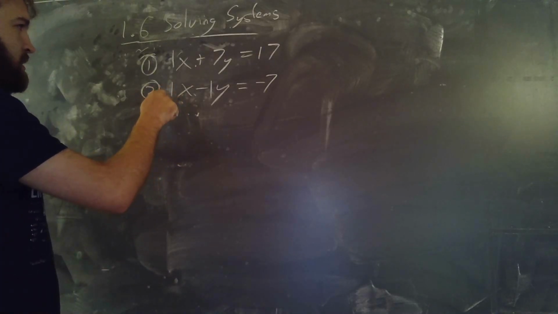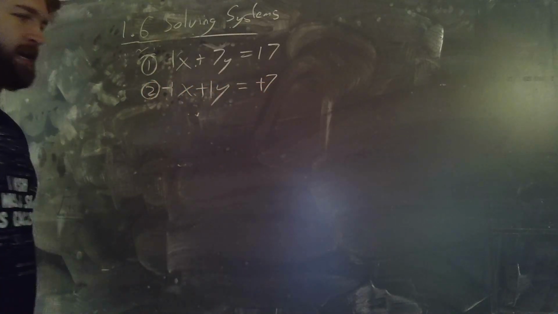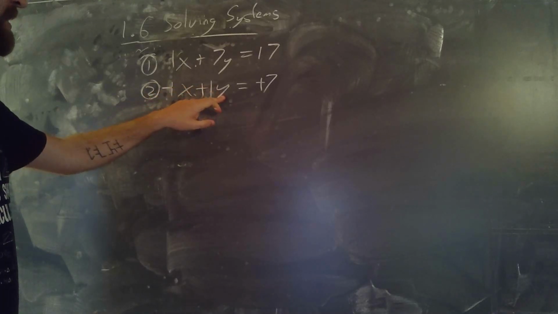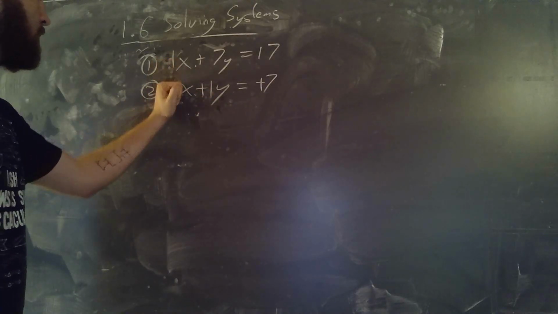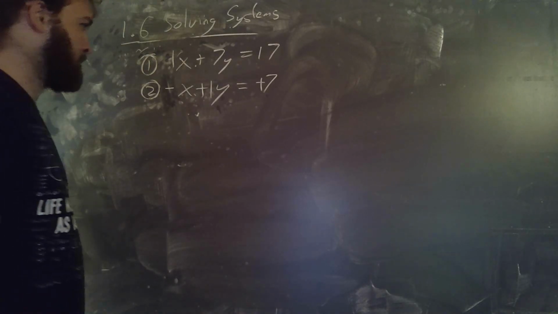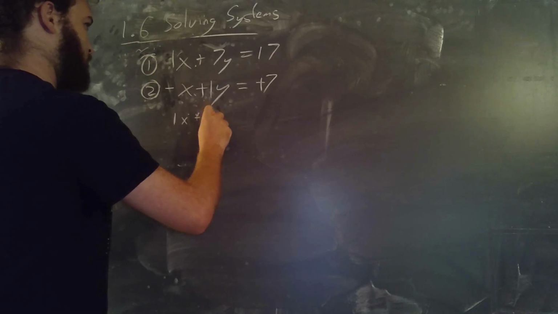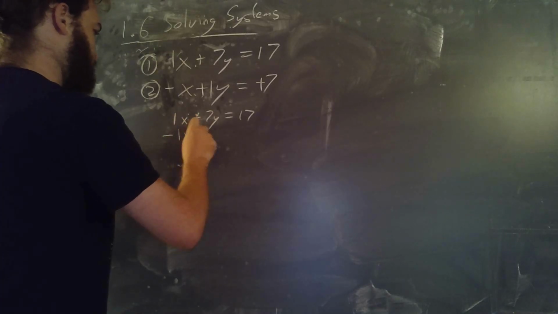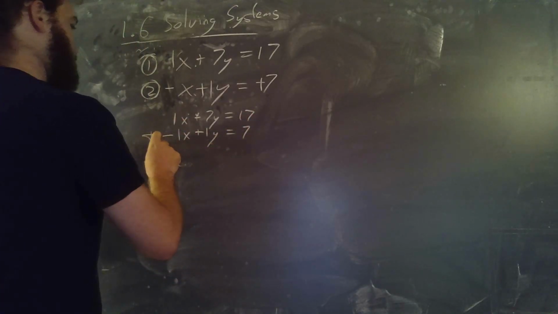You are always allowed to take one or the other equation and just change all of the signs. Now you have to change all of them, not just one. So that means you have to change the x sign, the y sign, and the constant sign. So we'll have negative x plus y equals 7. Then we're just going to write these things down. 1x plus 7y equals 17. Negative 1x plus 1y equals 7. And we will just add them together.